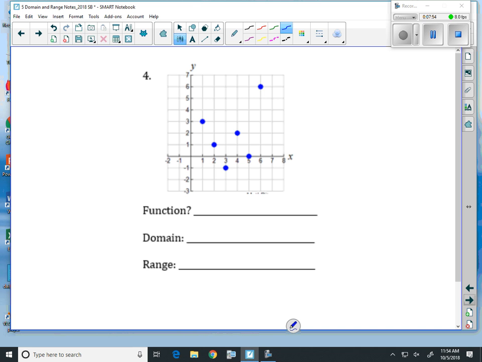All right, number 4. Is this a function? This looks a little different. Yes, because if we would draw a vertical line, it wouldn't go through 2 points. So that's a yes. Domain is which values?